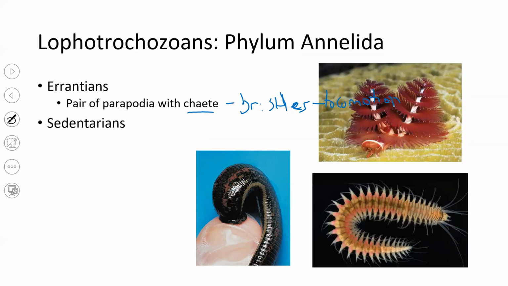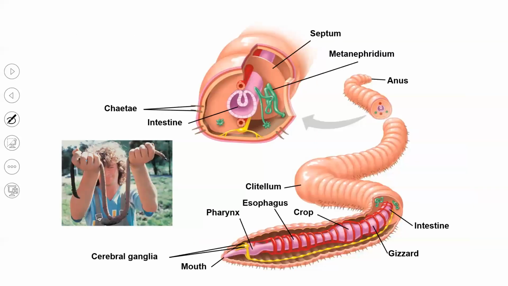Oh, sorry, there's more here. The leeches do have the external segmentation. Sorry, you can see they do have segments on them. It's just not as obvious, maybe, as earthworms, which is what we'll talk about next. So earthworms are kind of the typical sedentarian annelid that we talk about. You've probably even dissected an earthworm. If you haven't yet, we will in lab, not this week, but next week.